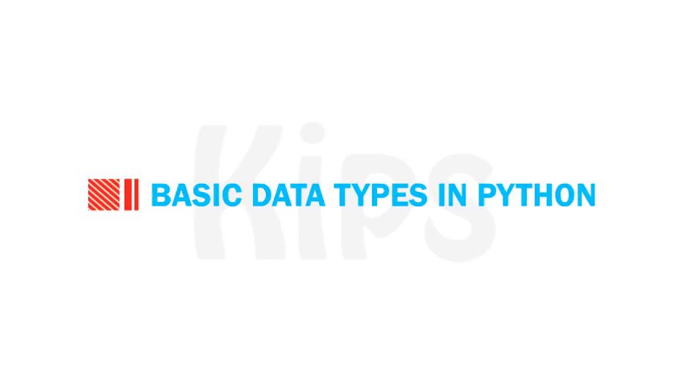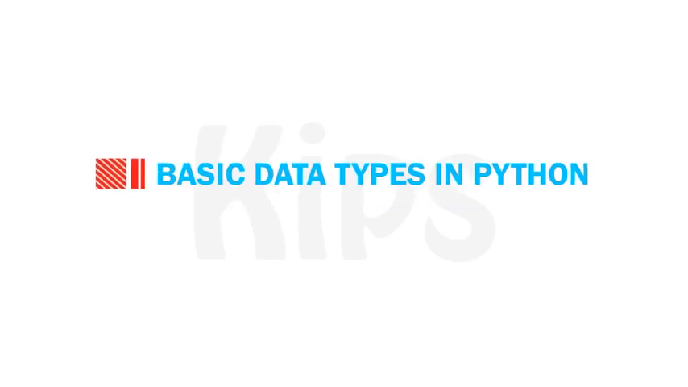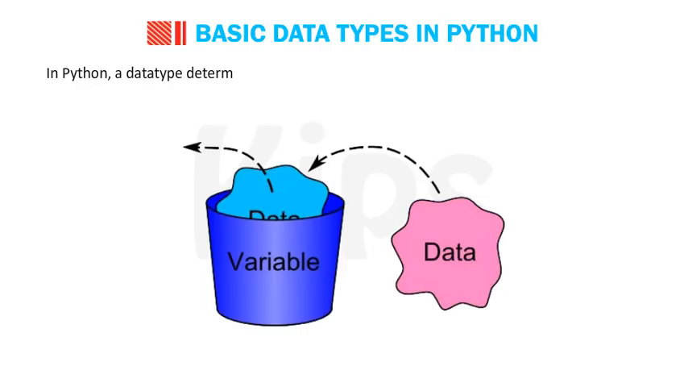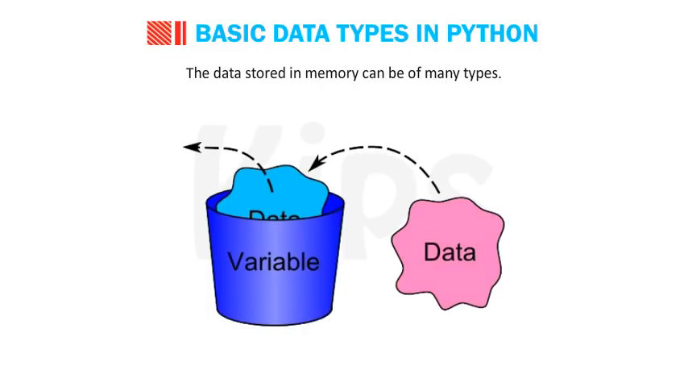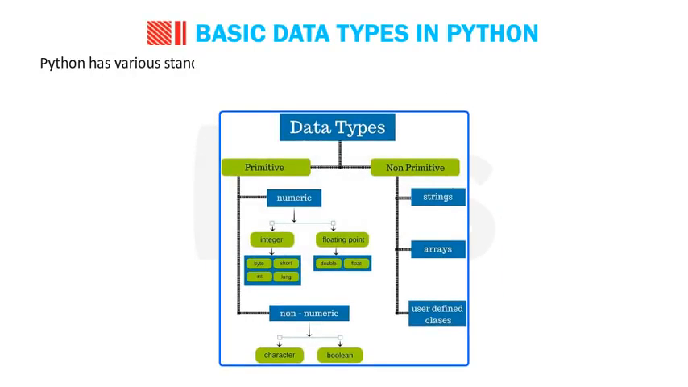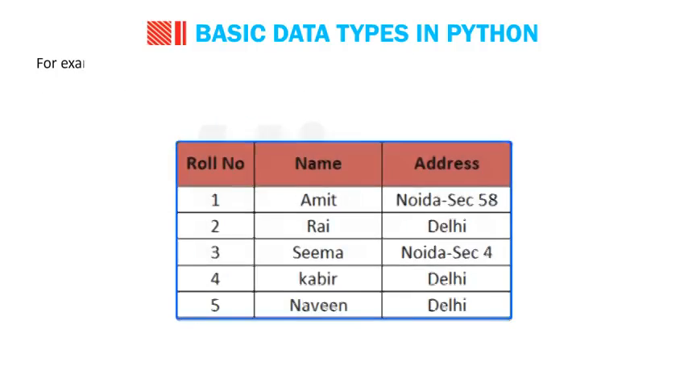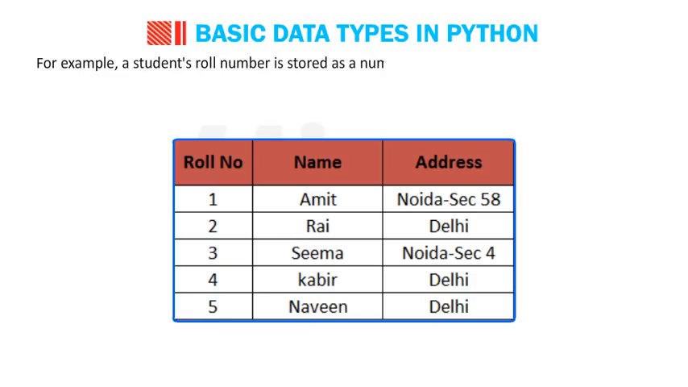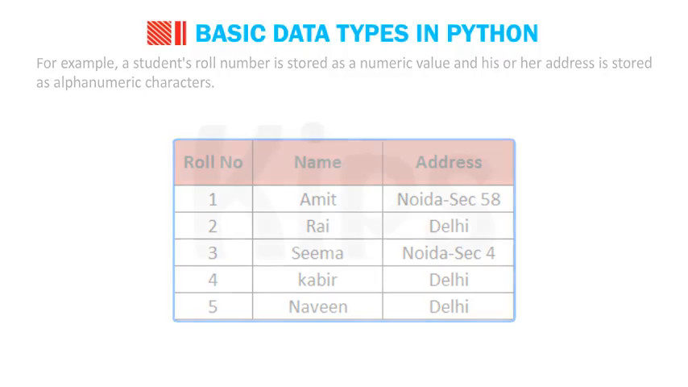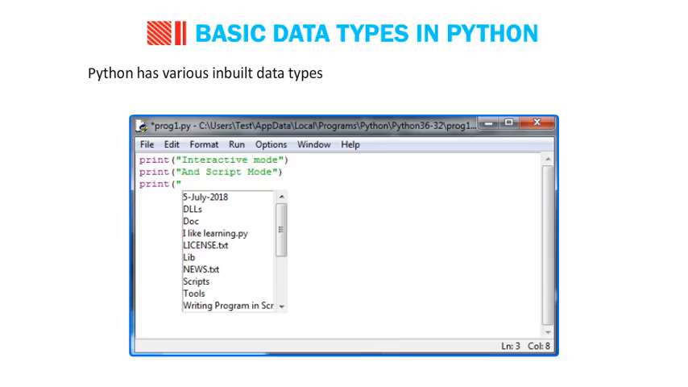Students, let us talk about basic data types in Python. In Python, a data type determines the type of data that can be stored in a variable or memory. The data stored in memory can be of many types. Python has various standard data types that are used to define the operations possible on them and the storage method for each of them. For example, a student's roll number is stored as a numeric value and his or her address is stored as alphanumeric characters. Python has various inbuilt data types, but we are covering three basic data types.